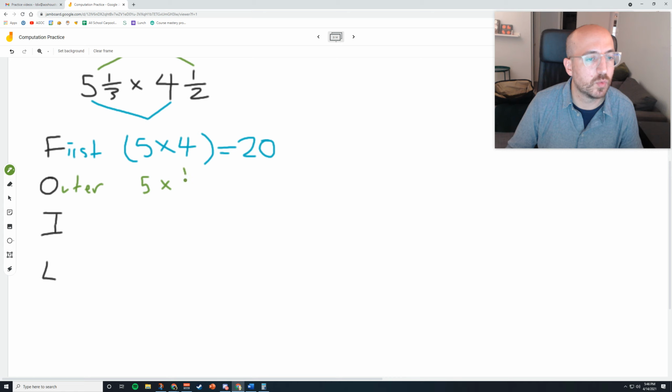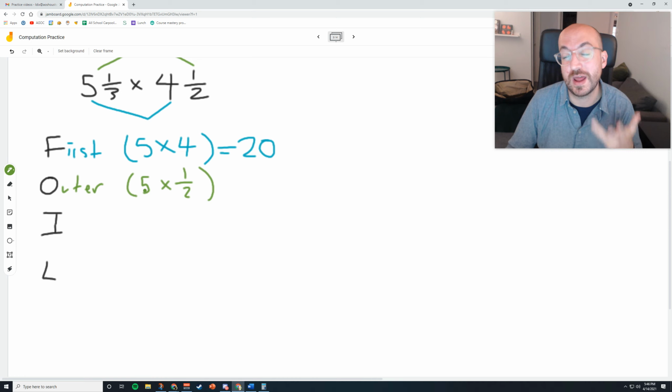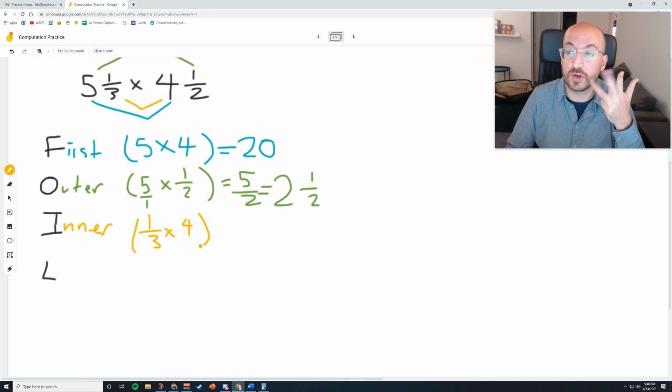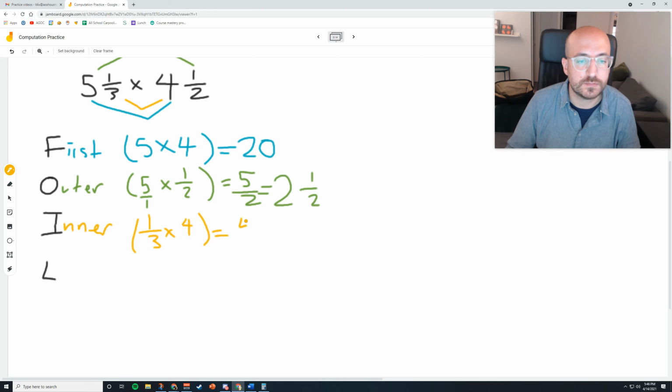5 times 1/2. 5 times 1/2 is 1/2, 1/2, 1/2, 1/2, 1/2. It helps you do it like this. 5 halves, or 2 1/2. First, outer, inner. This is the inner fractions. This is 1/3 of 4, or 4 times 1/3. 1/3, 1/3, 1/3, 1/3 is 4/3, or 1 1/3.